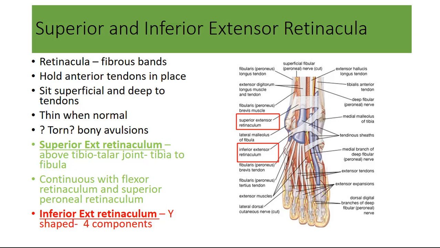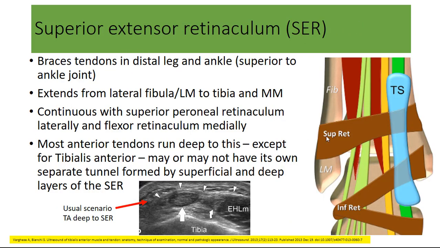So, you know, a normal thickness of a retinaculum might be 0.5 of a mil, and when it's thickened, it might get double that, so it might be only 1 mil. So we might just think that it's a normal structure when in fact it's thickened. The superior extensor retinaculum is easier to understand. It really just runs from the fibula to the tibia, and it braces the distal leg just above the ankle joint. And it's continuous really with the superior peroneal retinaculum and then the flexor retinaculum. So we tend to think of them more in isolation, but we need to think of them as being connected.